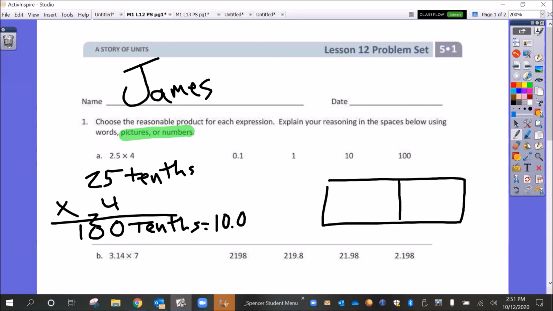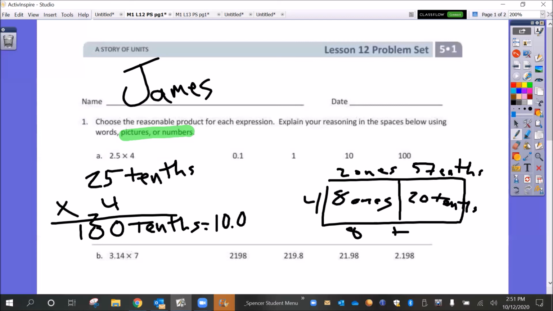Let's use the area model. So we have 2 ones and 5 tenths. We're going to multiply that by 4. 4 times 2 ones is 8 ones. 4 times 5 tenths is 20 tenths. So 8 plus, well, regrouping, that would be 2.0. Well, that equals 10. Okay, well, they're both 10. Yep, there it is. All right.